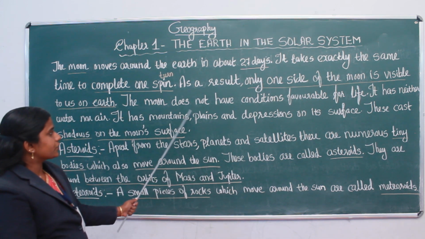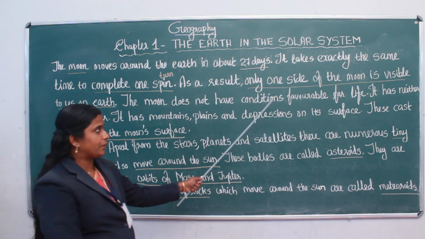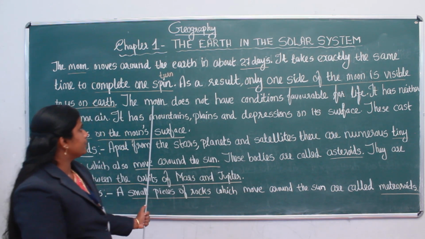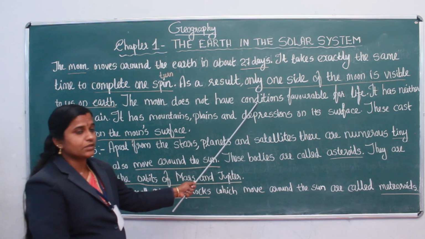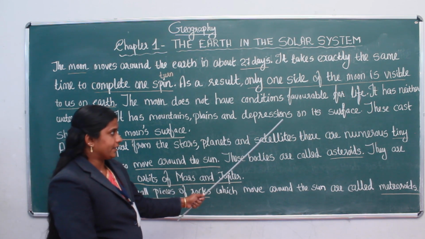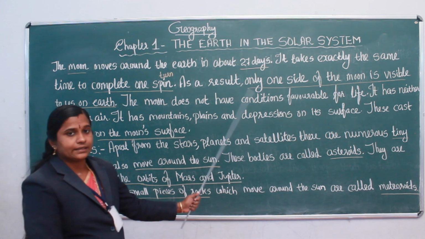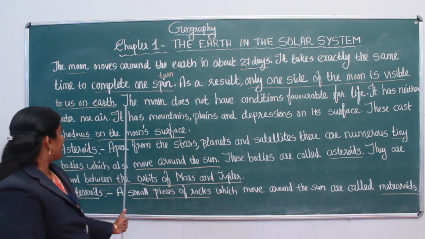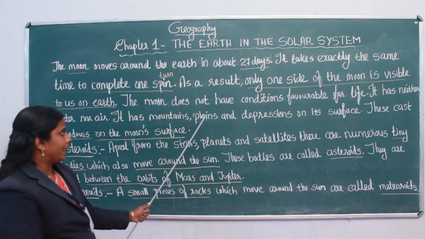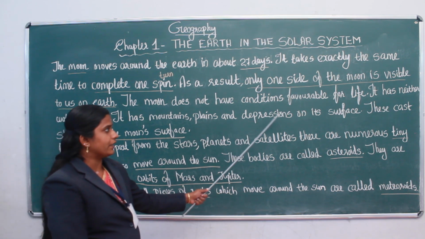The moon does not have conditions favorable for life. It has neither water nor air. It has mountains, plains and depressions on its surface.